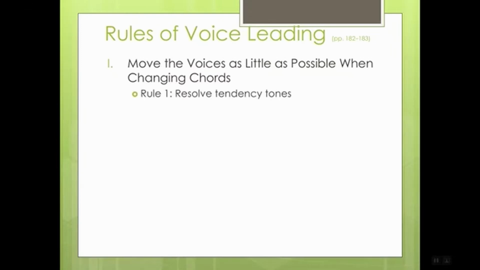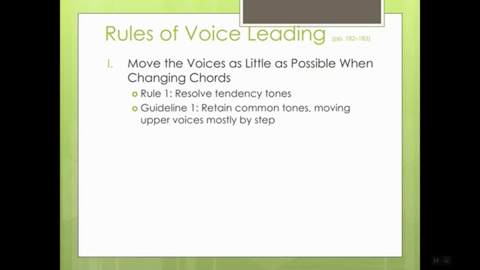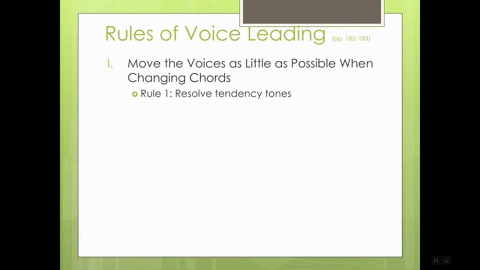So in the spirit of that general rule, you have the general guidelines. You have the first rule. Lates gives you rules versus guidelines here. Rule number 1 is resolve tendency tones. So like we just said on the previous screen, the 7th of the chord has to resolve down. The leading tone, scale degree 7, wants to resolve up. If it's in an outer voice, it has to resolve up. If it's in an inner voice, it doesn't have to.